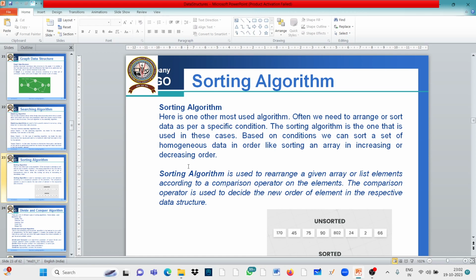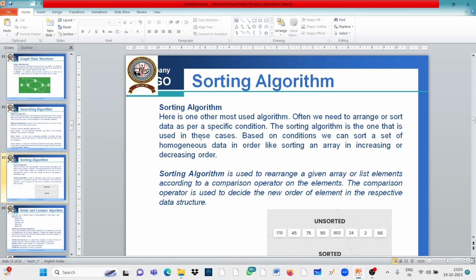Then we are going for some sorting algorithms. The sorting algorithm is one of the most used algorithms. Often we need to arrange or sort. Sort means we put things in order, ascending order or descending order. So this is called the sorting algorithm, right? Based on the conditions, we can sort a set of homogeneous data in order, like sorting an array in increasing or decreasing order. A sorting algorithm is used to rearrange a given array or list of elements according to comparison operators on the elements. This comparison operator is used to decide the new order of the elements.